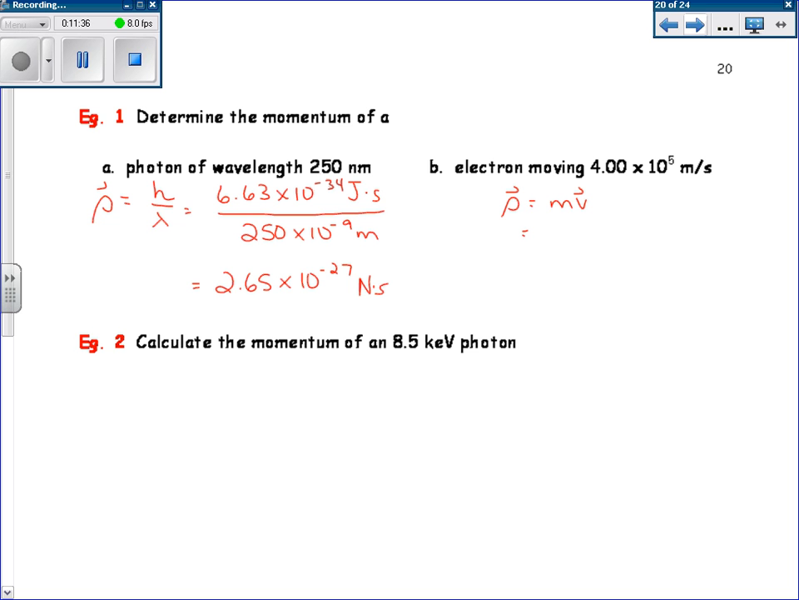Okay, and the momentum of an electron, and we should know how to find the momentum of an object that has mass and velocity because that's going back to the first unit that we did in Physics 30. So 9.11 times 10 to the negative 31 kilograms because it's an electron and it's moving at 4 times 10 to the 5 meters per second. So we just multiply those out and we get 3.64 times 10 to the negative 25 kilogram meters per second.